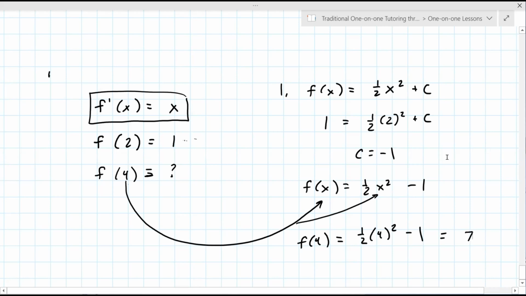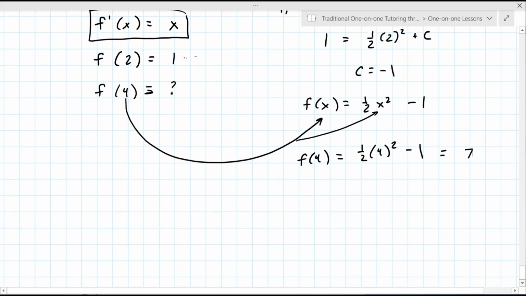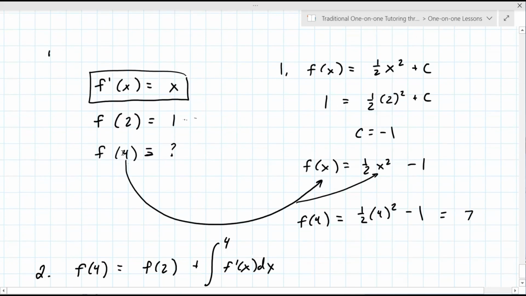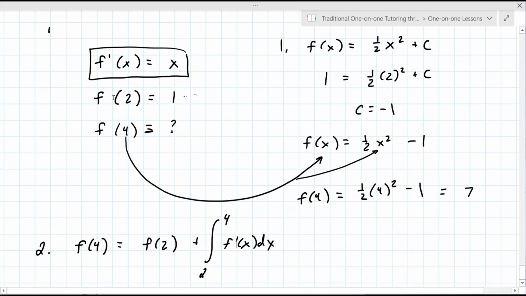Okay, so that is way number 1, right? Way number 2, which I believe is what the instructor is trying to emphasize here, is that f of 4 equals f of 2 plus the integral from 2 to 4 of f prime of x dx. Let's look at where the numbers came from. We want to find f of 4, that goes over here. I gave you f of 2, that goes here. And then it's 2 to 4 because it's where you left off until where you're going.